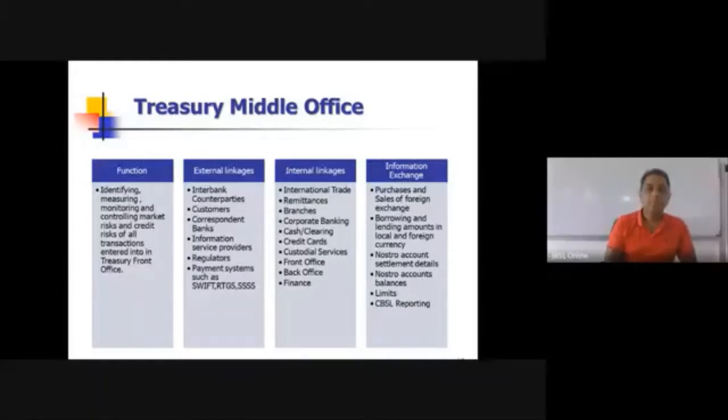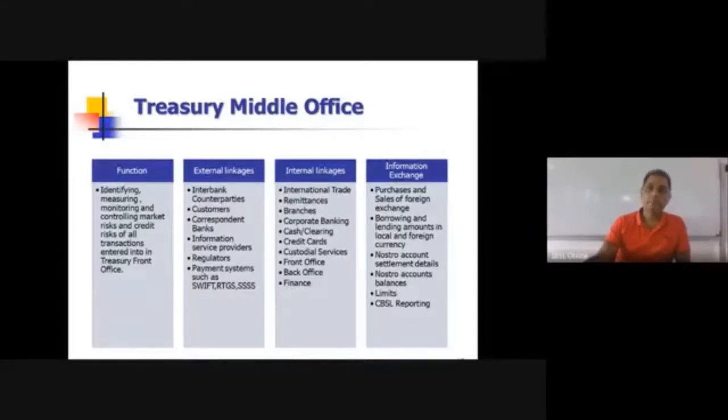So who are the people that the credit department will have linkages externally with? Obviously their customers, correspondent banks, information service providers, regulators, payment systems. But I must be honest, there is very little external linkage between the credit teams and customers and interbank counterparties. Most of the time, that happens through the front office of a treasury department. The middle office rarely would speak to customers and interbank. They would, of course, be giving clients what we call mark-to-market valuations and things like that, but they won't have an active discussion with customers unless they need to independently verify something.